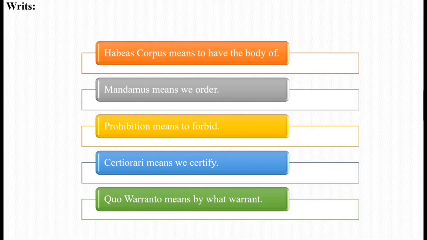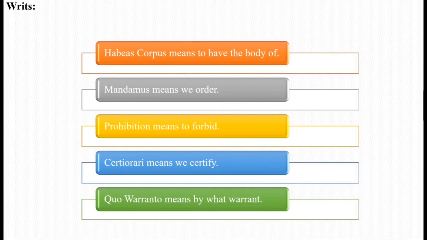Fourth, certiorari is a Latin word which means we certify. It's a writ issued by a higher court to a lower court to prevent the lower court from exceeding its jurisdiction. The matter is then taken to the higher court for review of the case. The writ does not apply to legislature and private individuals, but can be applied against administrative authorities since 1991.